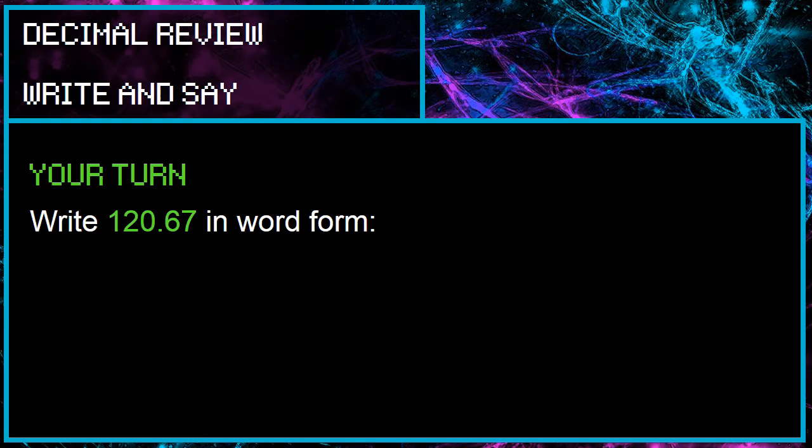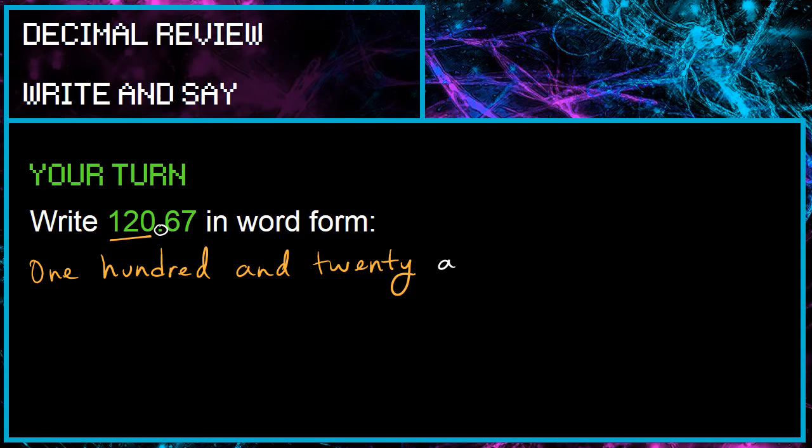So here we go. We're going to start with everything to the left of the decimal. It's probably where you started at. So we're given the number 120. So let's go ahead and write that out. So 120. And then we have a decimal point. So the word we use for a decimal point is and.